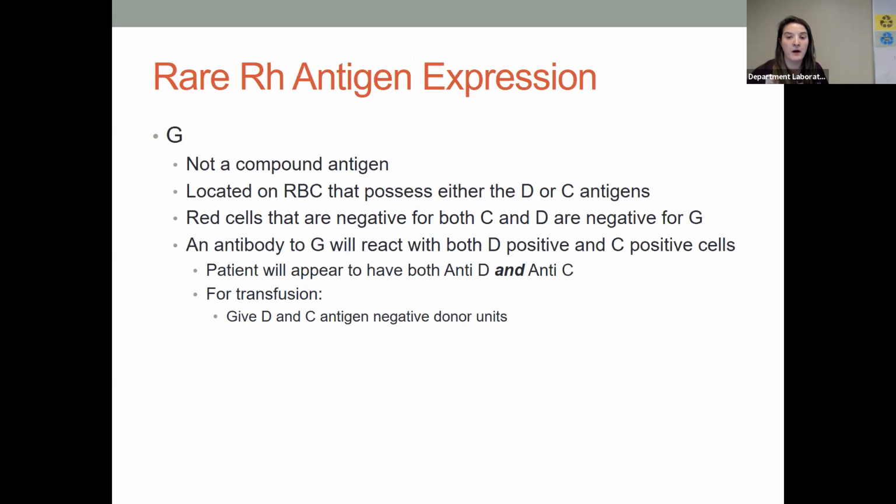And then you have G. It's located on the red cells that possess either the D or the big C antigens. So if your patient is negative for D and big C, they're also negative for big G. So if they're negative for it, then they can build the antibody to it. So in this situation, we would want to give them D negative, big C negative.